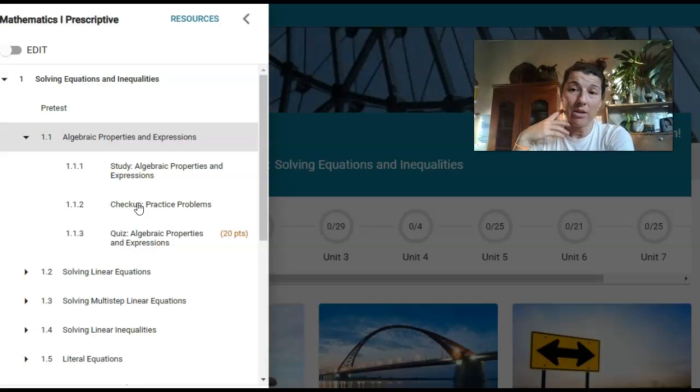If you do not pass the quiz at 70% or higher after 3 tries, you get locked out and you are unable to work in Apex. At that point, the system will prompt you to contact me, and you and I work together to practice some more skills, and then we get you a reset on that quiz. So let's look at how to complete the parts of a lesson in Apex.